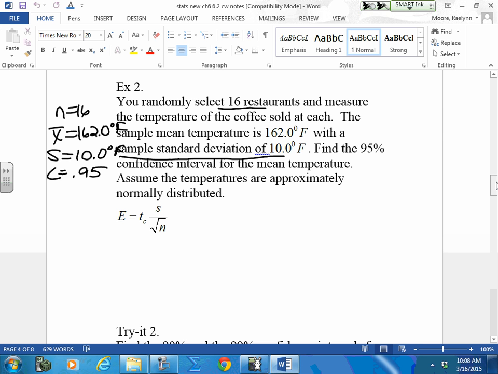Now, remember they had to tell us that either it was normally distributed or it was greater than or equal to 30. Is this greater than or equal to 30? No, I need to see it's normally distributed. So they told us that.